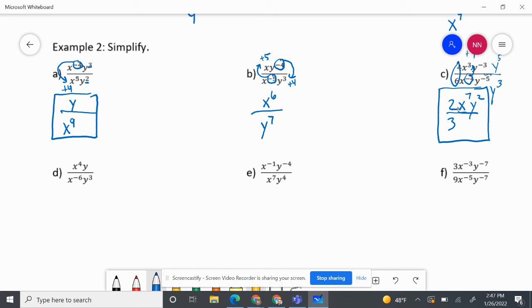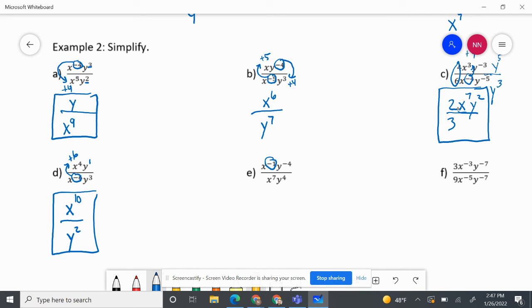Looking at letter D, we're going to continue this process. We see a negative exponent. We bring it up. It becomes a positive. 6 plus 4 gives us 10. We're looking at the y's. We see that there are 3 y's in the denominator, 1 y in the numerator. So that means there are 2 more in the denominator.